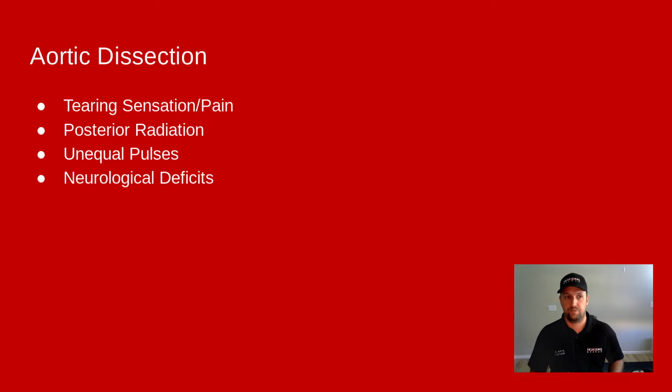With that, there'll be some posterior radiation, and because of the loss or change in blood flow due to the dissection, we might have some unequal pulses and also some neurological deficits. The neurodeficits are related to the loss in blood flow. That can be something as simple as paresthesias, like numbness and tingling in one extremity.